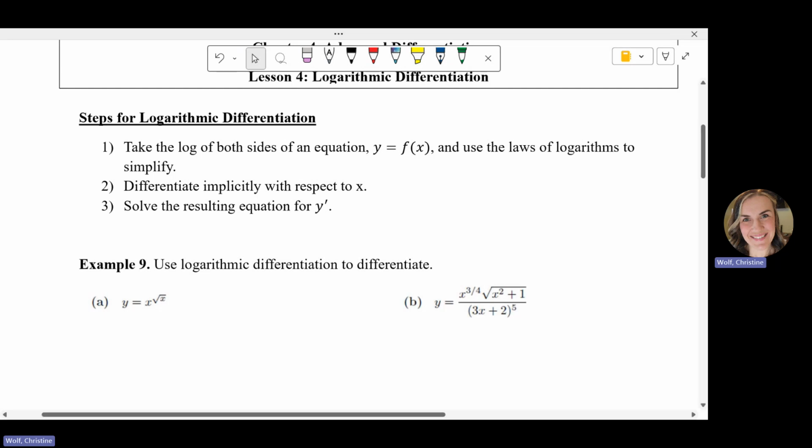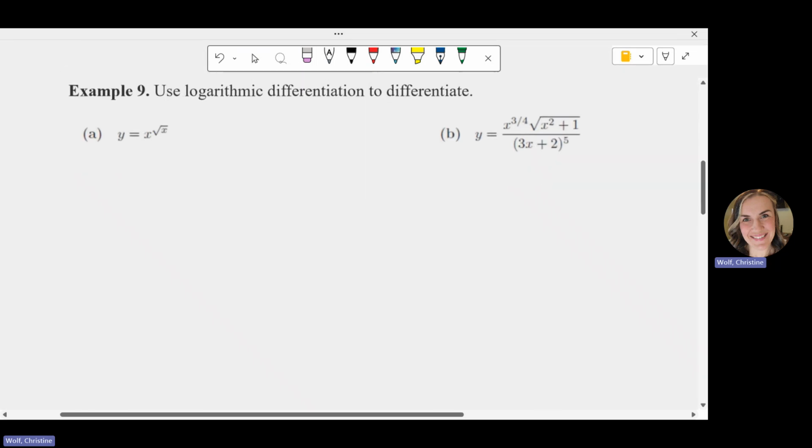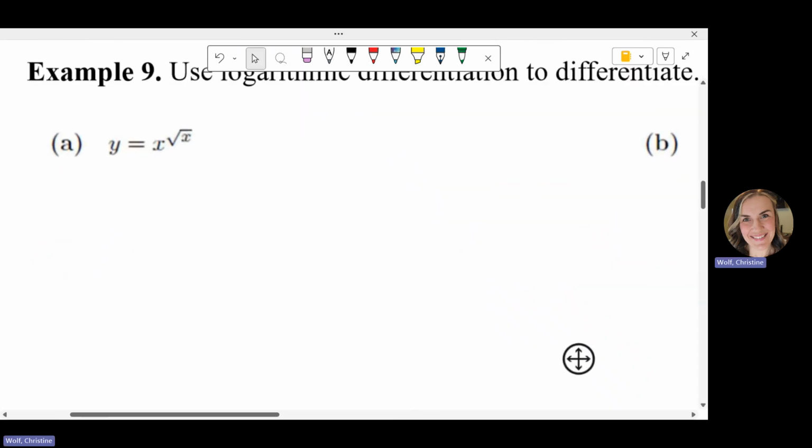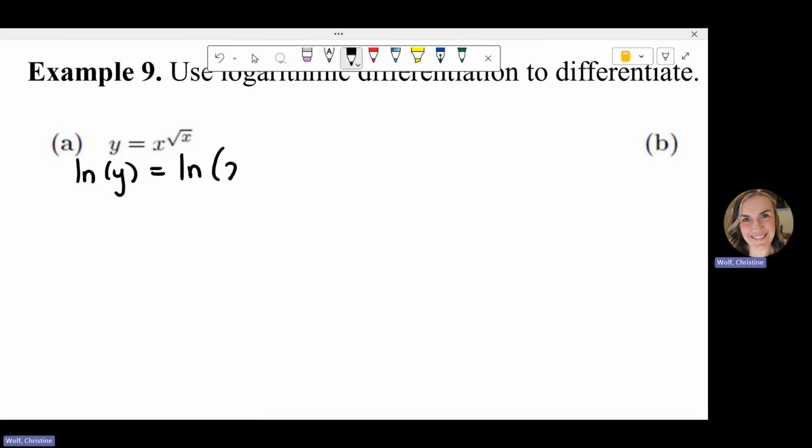I suggest writing nice and neat and small today. There's quite a few steps, especially for the last 2, C and D. A and B aren't too bad. Okay, so we have this equation, and I want us to use logarithmic differentiation. Step number 1 is to take the natural log of both sides. So I set my left-hand side, the natural log of y, and then the natural log of x to the power of root x. All I've done is put an ln on each side.